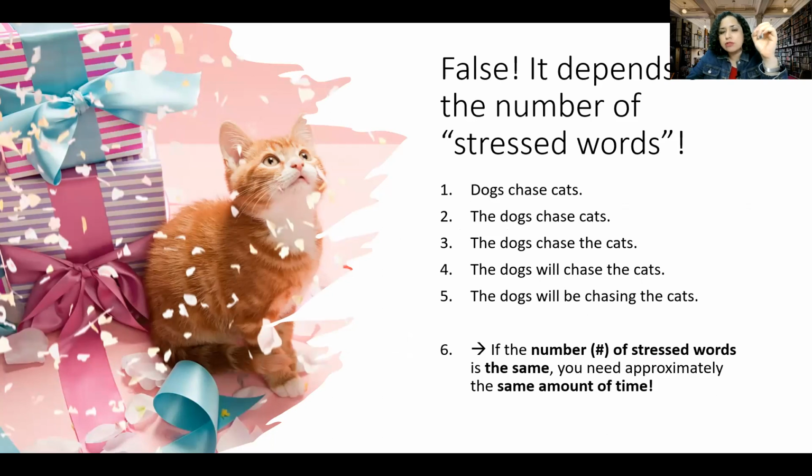And it's supposed to take you the same time to say the sentence in number 1 as the sentence in number 5. Let's take a look. Dogs chase cats. The dogs chase cats. The dogs chase the cats. The dogs will chase the cat. The dogs will be chasing the cat.